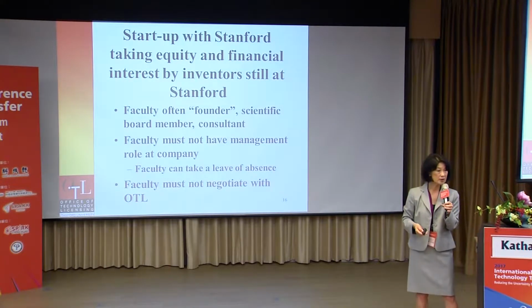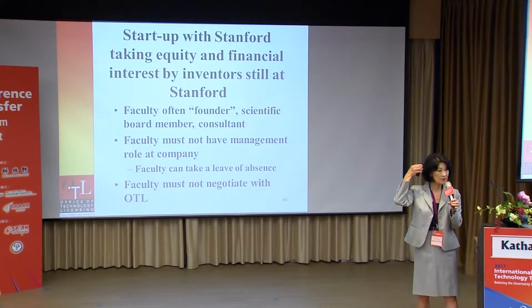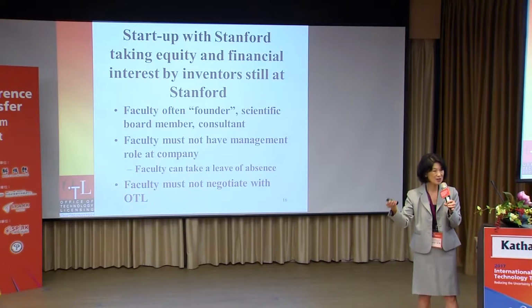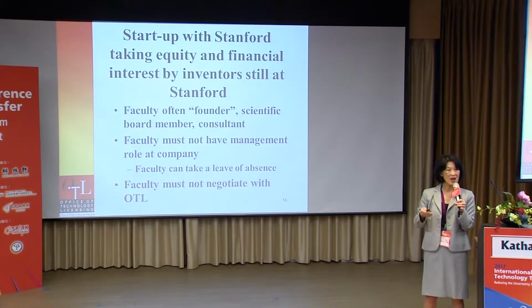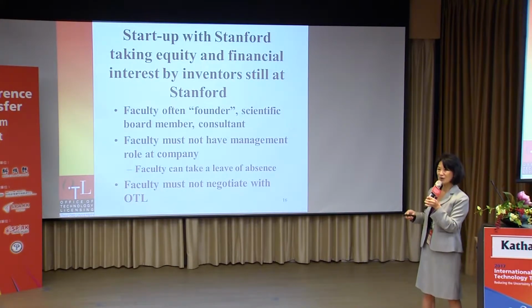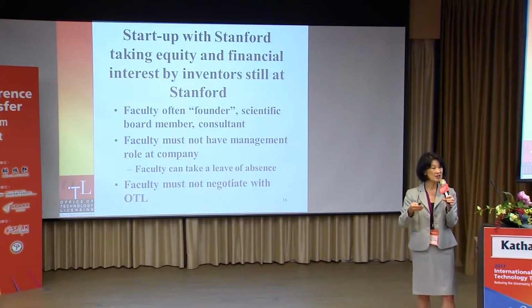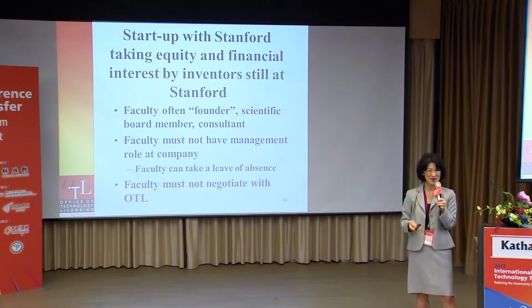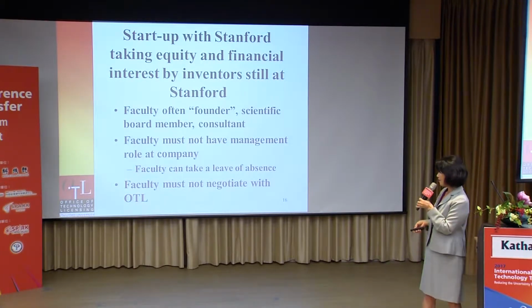We also have a rule that the faculty must not negotiate with OTL. The faculty have two hats in that case. They're the inventor, and we typically ask them for input, which doesn't work when they're conflicted, and they also have a role in the company. And again, it's very, very typical that when a faculty wants to start a company, they want us to give an easy deal to the company and be nicer to the company.